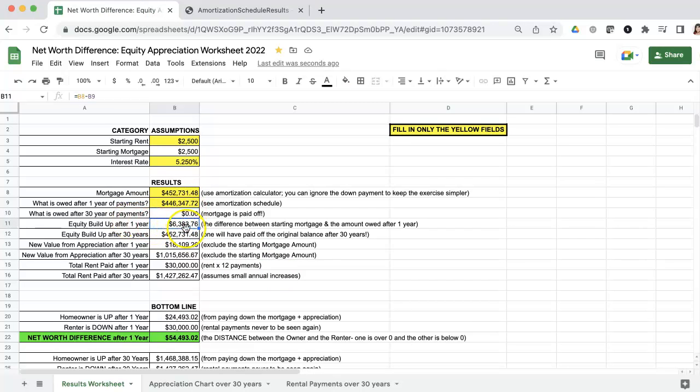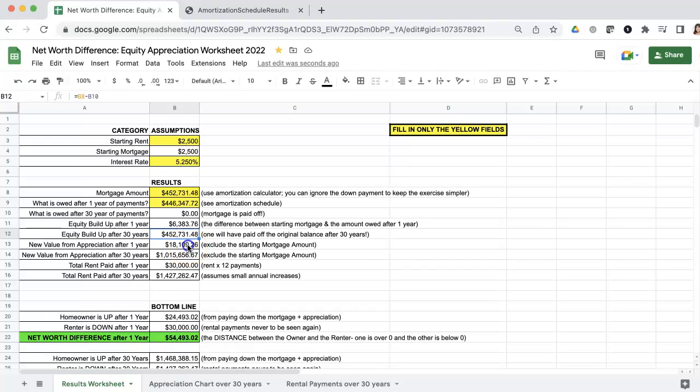After 1 year, we've built up 6,383 in new equity because we started with a mortgage of 452, and after 1 year, we only owe 446. So we've paid down 6,383 in principal. And after 30 years, of course, we've paid down the full 452.